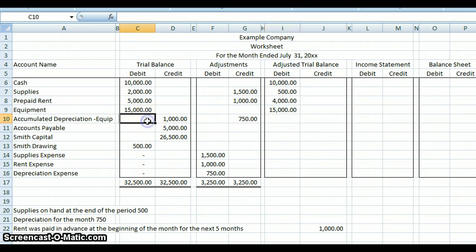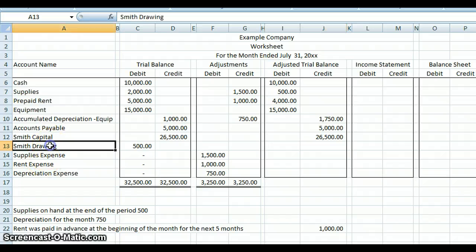And then we come to accumulated depreciation. It's in the credit column. It has a normal credit balance. I come to the adjustments, and I have another credit. That's an addition because a credit and a credit should increase for a credit account. So $1,750. Next, I have accounts payable. We didn't make any changes to accounts payable. And capital, we didn't make any changes there.